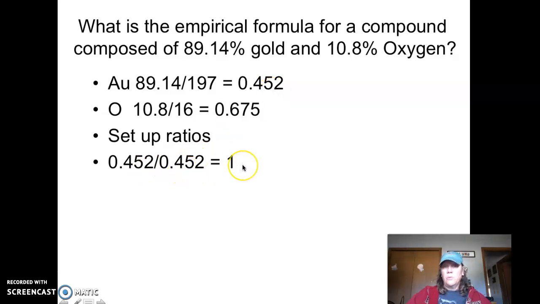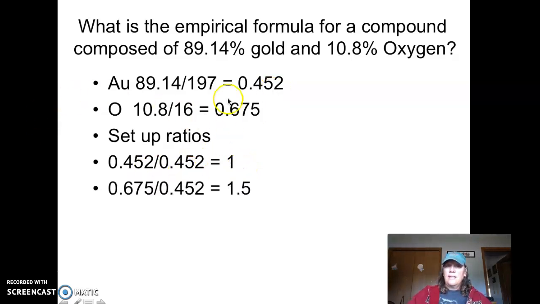0.452 divided by is 1. And then I take this number and divide by 0.452, and I get 1.5. Okay? Now, I can't round that up to 2. That's too much rounding. But I have to have whole numbers. So what I'm going to do is double them. If I double this one, it's 2, and if I double this one, it's 3. Now they're whole numbers.